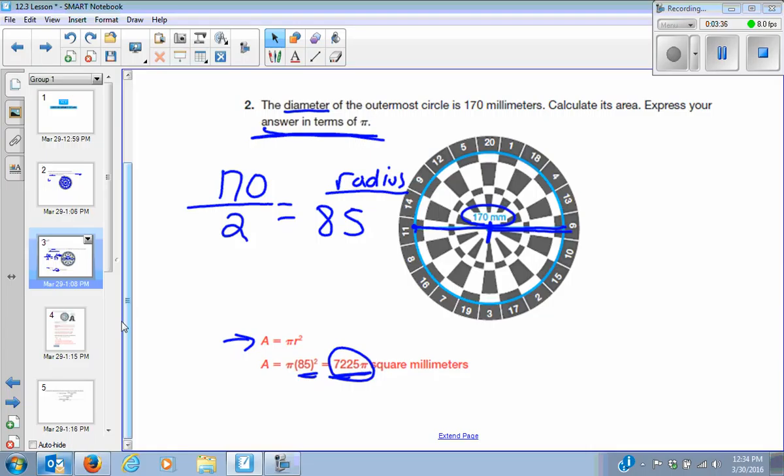If they ask you to round it to the nearest tenth or hundredth or whatever, then you would put in your calculator 7,225 times 3.14, and then you would round that answer at the end. But if they say leave in terms of pi, this is your answer right here.